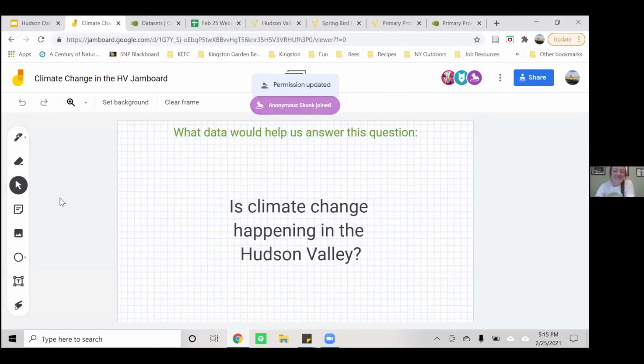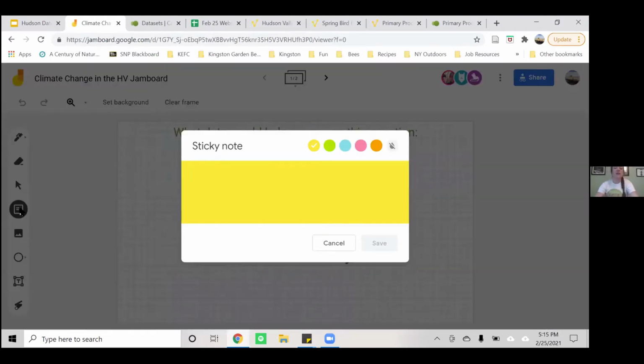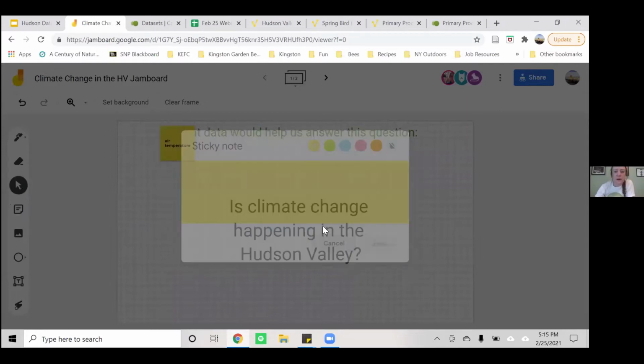Great. Here we go. Okay, so quick intro to Jamboard. All you have to do to answer my question is click on this sticky note over on the left, and it's going to let you type something in. So I'm going to say, if I wanted to know if climate change is happening in the Hudson Valley, I would want air temperature data. That's a pretty easy one. So I'm going to hit save, and then that sticky note is going to pop right up.